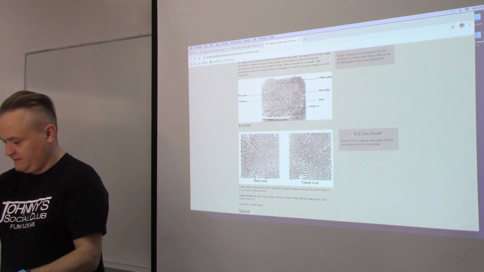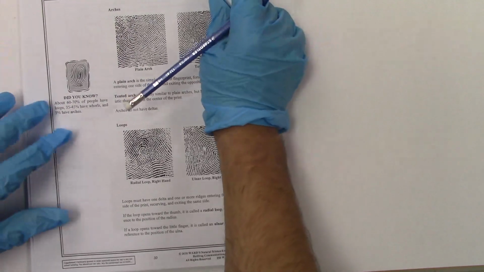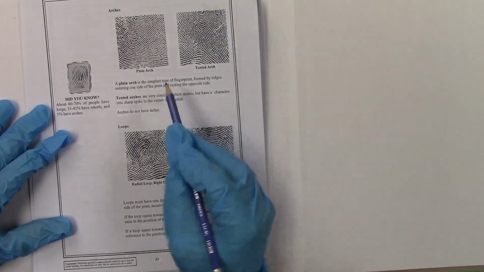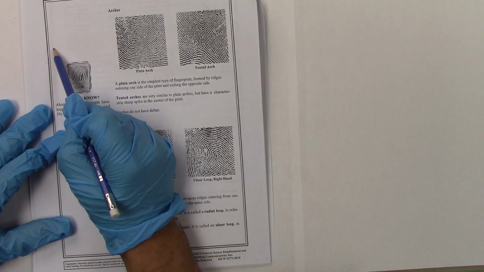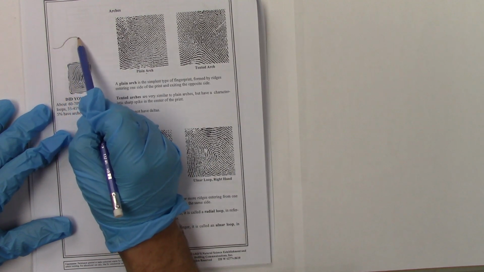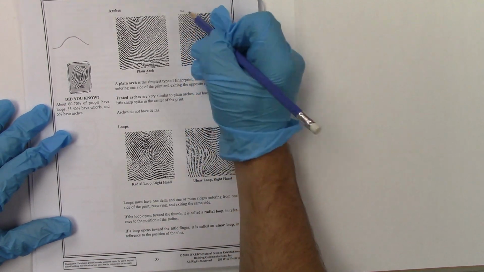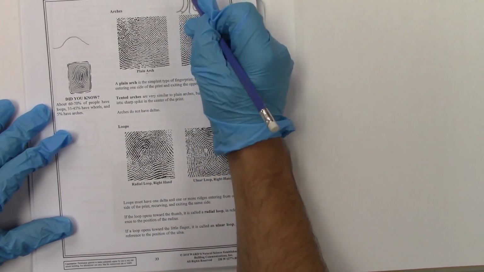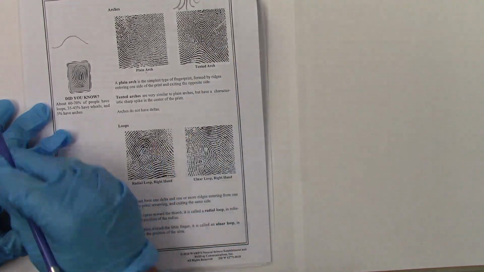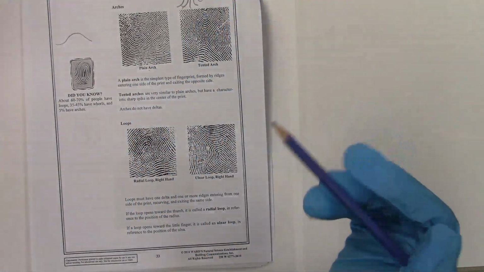All right, now I'll flip down here. So let's get into our first pattern, arches. No problem. This is a pretty easy one. There's a plain arch which looks more like, and I'm summarizing here, a hill in the prints. Then there is what we call a tented arch, which is much more like there's a strong piece inside of it. So let's read about that now. And you've got to look at this and take your time.